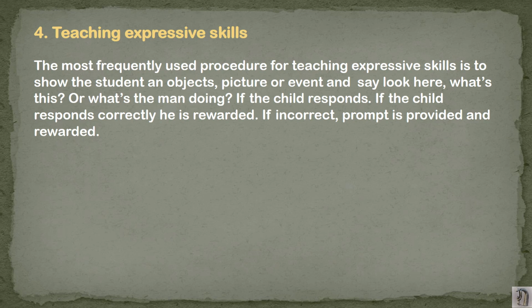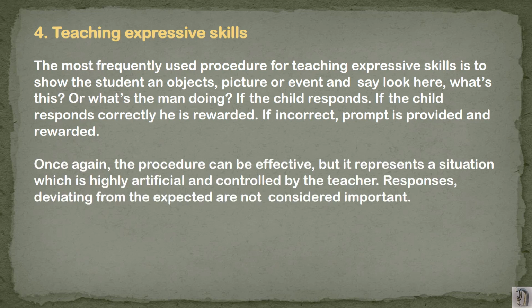So if the child is responding correctly, you will give the reward. If it is incorrect, you will prompt again, you have to do it again, and then again you will reward, and then the chain will go on, okay. So once again the procedure can be effective, it represents a situation which is highly artificial, controlled by the teacher. So whenever you teach the child, there are three things you need to remember.